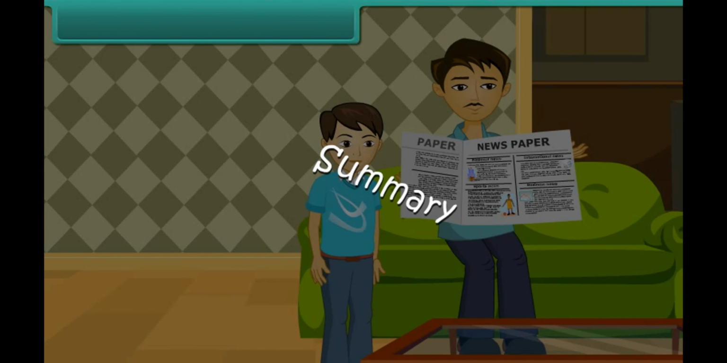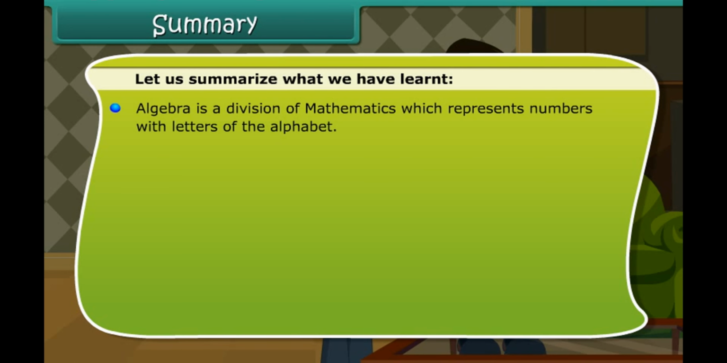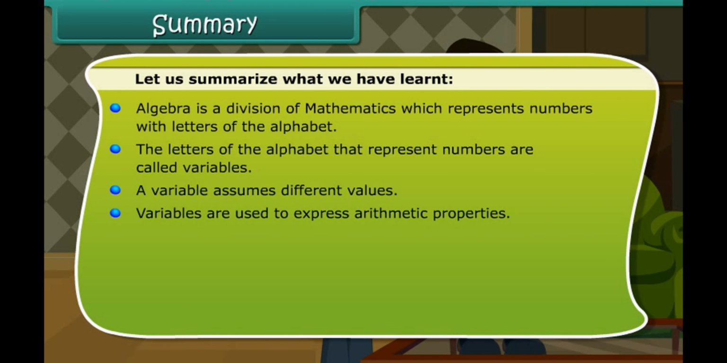Summary. Let us summarize what we have learned. Algebra is a division of mathematics which represents numbers with letters of the alphabet. The letters of the alphabet that represent numbers are called variables. A variable assumes different values. Variables are used to express arithmetic properties. Variables are used to express geometric concepts.